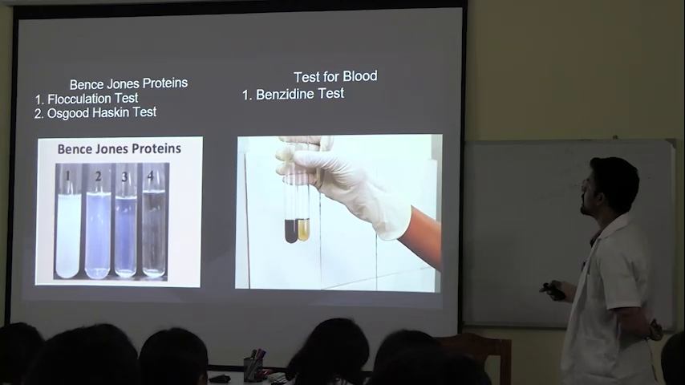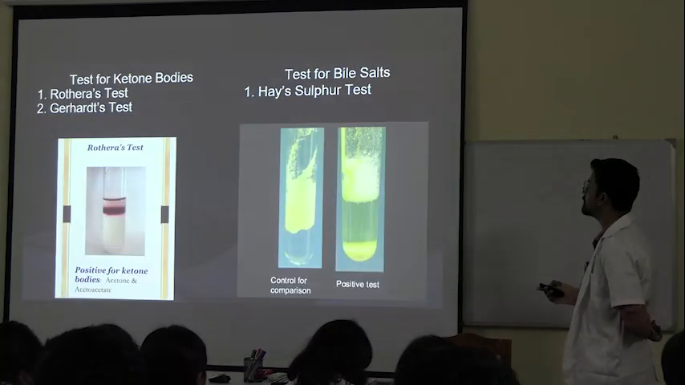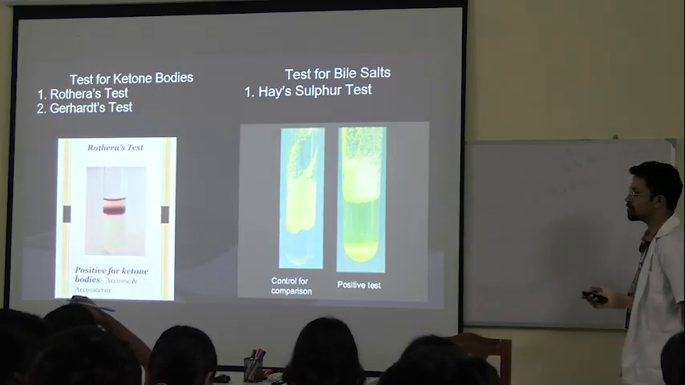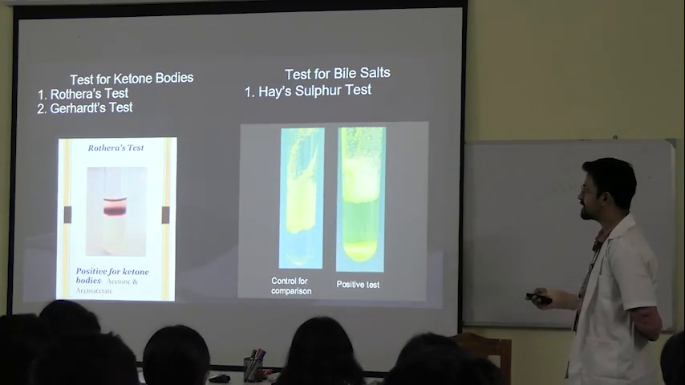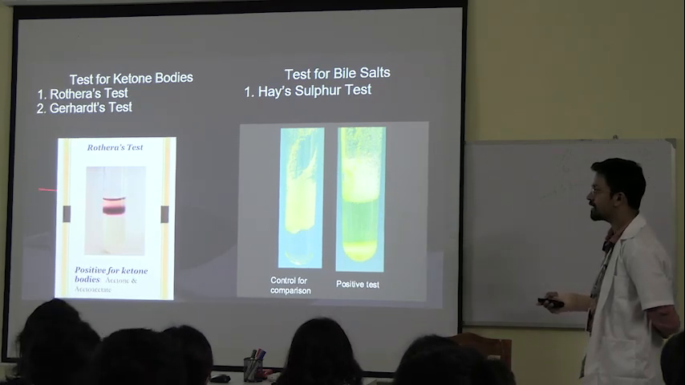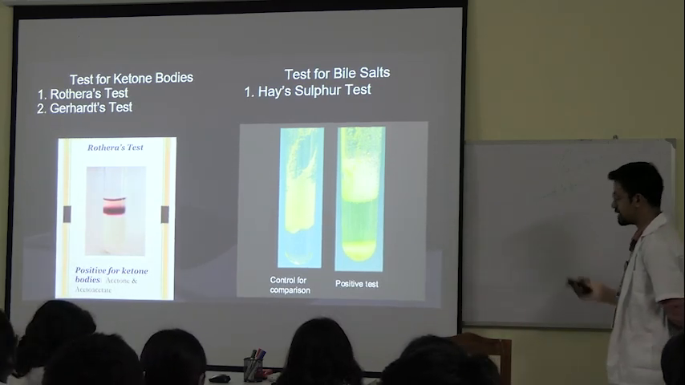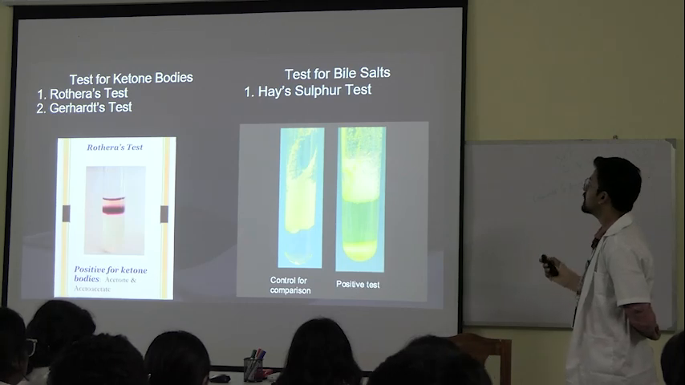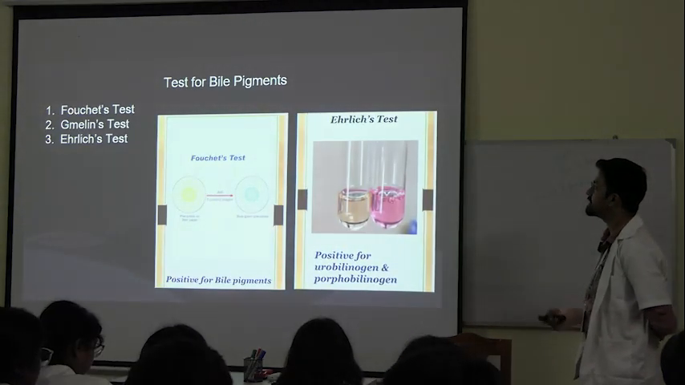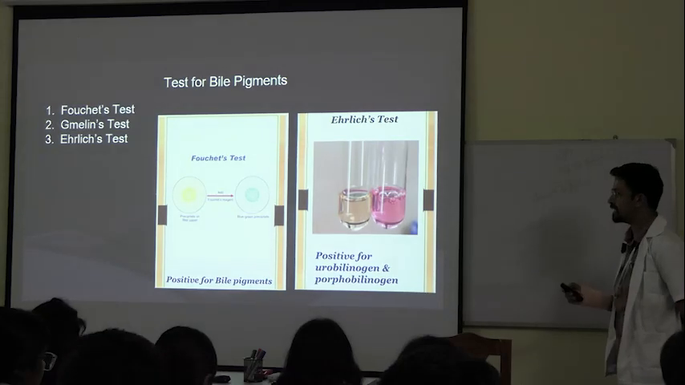And there are tests for blood, that is the benzidine test, that will get covered. Tests for ketone bodies: there are two tests, Rothera's test and Gerhardt test. We will be doing only Rothera's test in the lab. This is Rothera's test. This is the pink-purple colour ring that will appear in the test tube, that ma'am will take class on and you will get to know later on. Test for bile salts, Hay's sulphur test. Similarly, tests for bile pigments: there is Fouchet's test, Gmelin test, and the Ehrlich test.